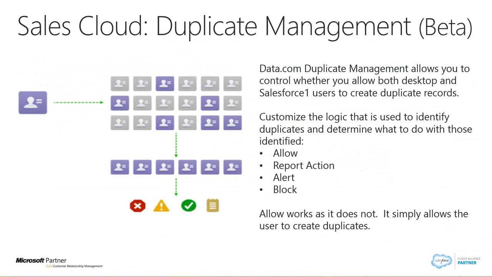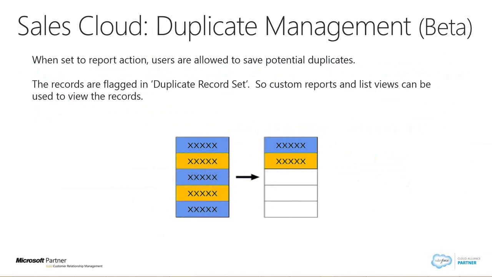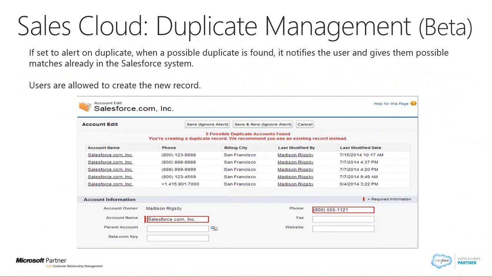Allow is pretty simple. It works as it does now. It simply allows the user to create duplicates. The report action does the same thing as the allow. It lets them create the duplicate, so the user experience is exactly the same, but it actually sets a flag in the background that it's part of a duplicate record set. That way you can build custom reports and list views off of that and then take any necessary action.